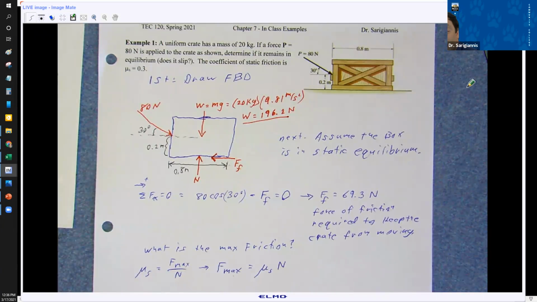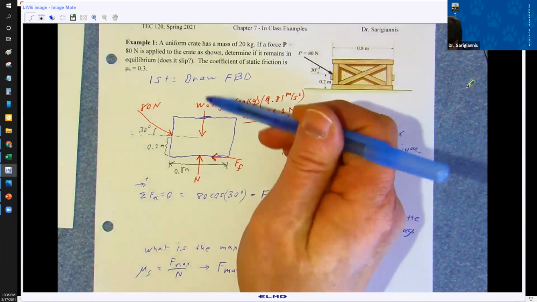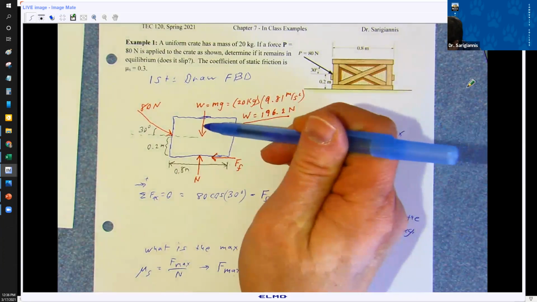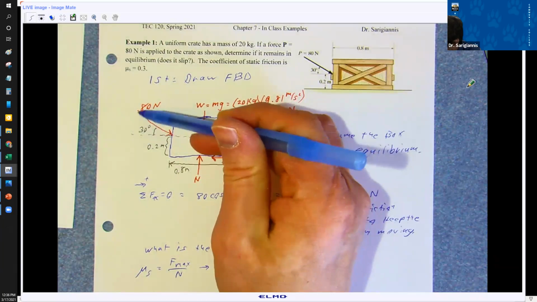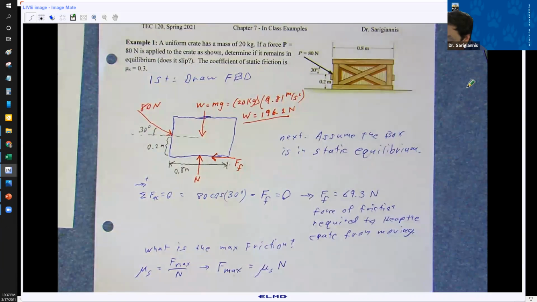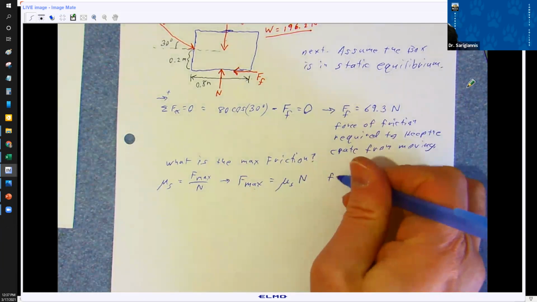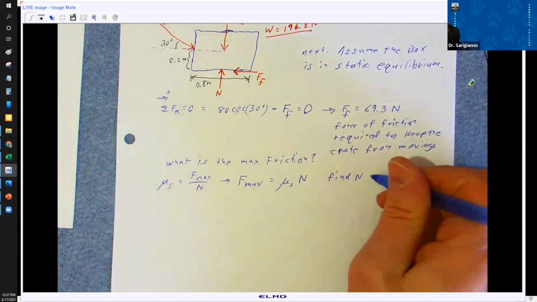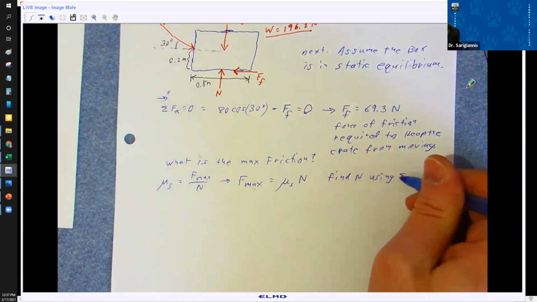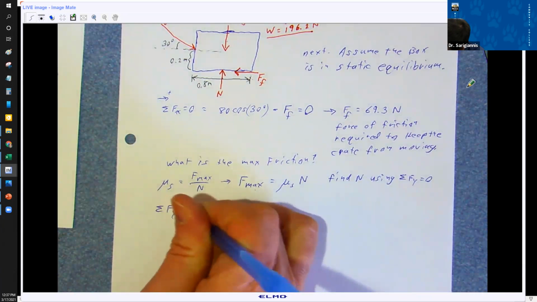The normal force in this case is not just the weight, right? Because look, the normal force is a reaction force in the y direction. We've got 1, 2, 3 forces in the y direction, right? We have a component of this 80 newtons that's acting in the y direction. So we need to account for that. So I'm going to find N using sum of the forces in y equals 0.